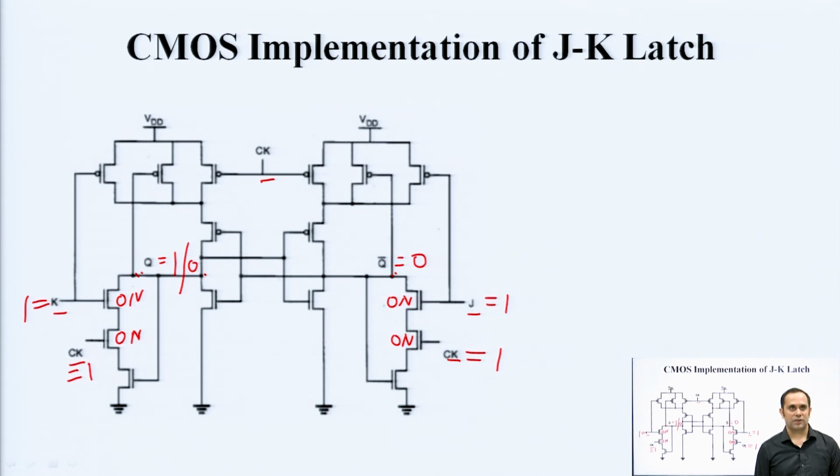This solves the problem which you had in the SR latch, where when both S and R were equal to 1, both the outputs raised towards having the same logic level. At least here they are both complementary to each other. This is how a JK latch is implemented in a CMOS circuit.